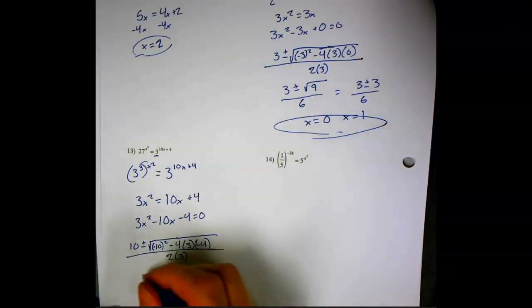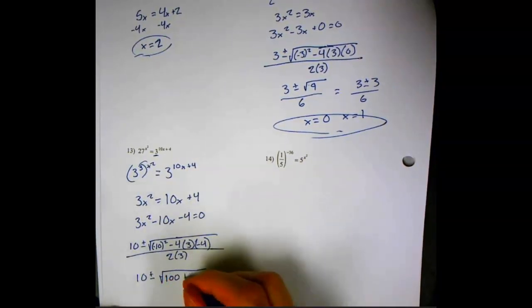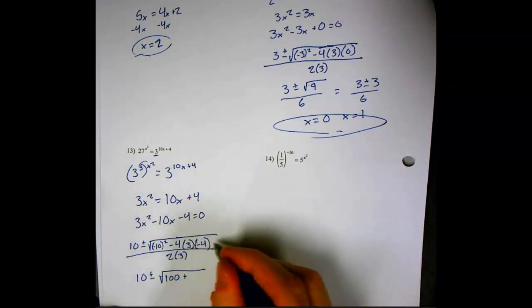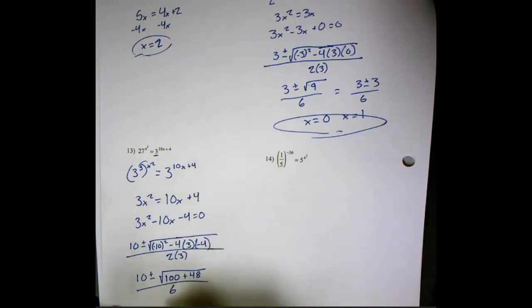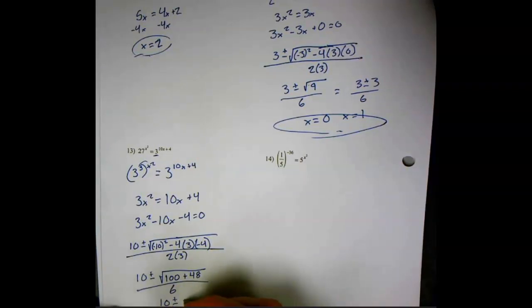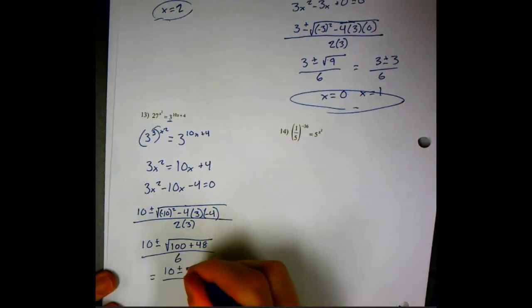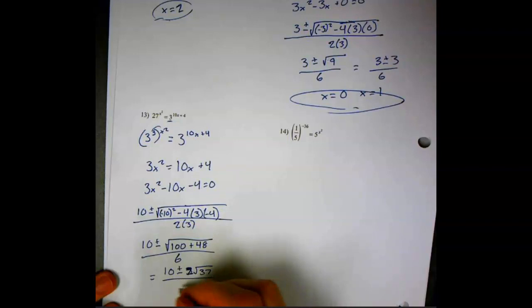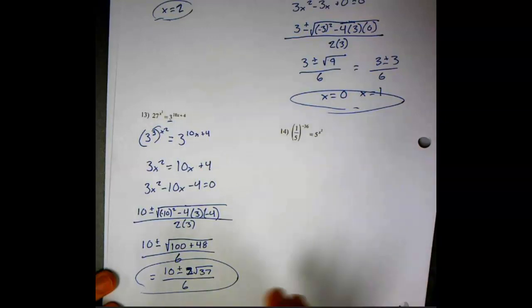Now we need to simplify this out. We'll have 10 plus or minus the square root of 100 plus, this is 12 times 4 is 48, over 6. So this will be 10 plus or minus the square root, or so 3 square root 37, because 148, the square root of that, if we simplify down to this, or sorry, that's 2, that was my mistake, 2 over 6. And go ahead and just leave that as that for right now, that's fine.